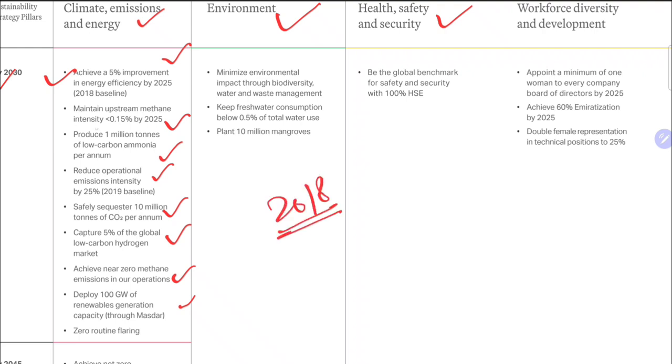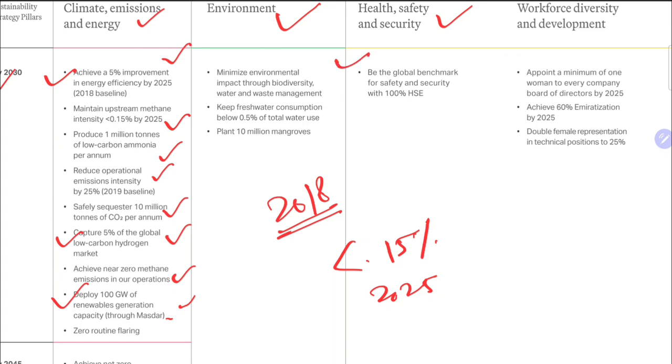Then maintain upstream methane intensity less than 0.15% by 2025. Again, you see capture 5% of the global low carbon hydrogen market and also deploy 100 gigawatts of renewable generation capacity through Masdar. So those sort of initiatives or leadership actions have been included here.